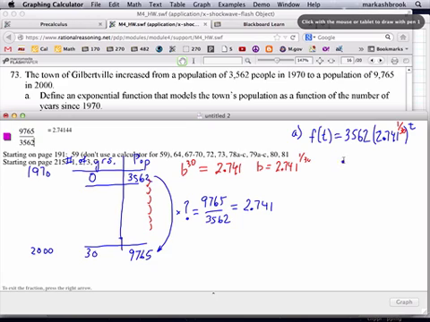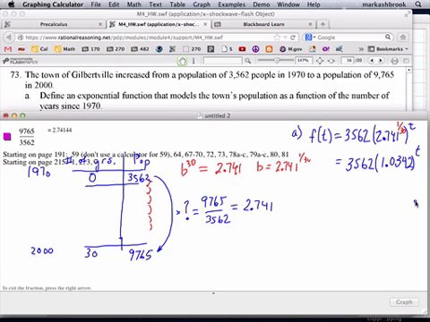So let's get that as an approximation. 3562 times... What is that approximation? 1.034, if I remember correctly. Is it 342, I think? Yeah. So if we simplify that 2.741 to the 1/30th, we get this.